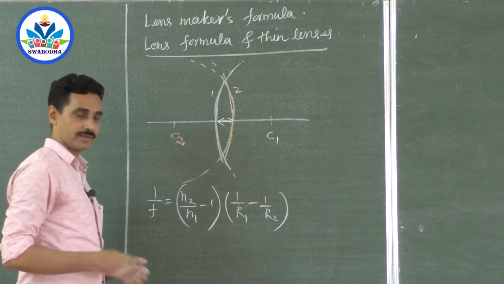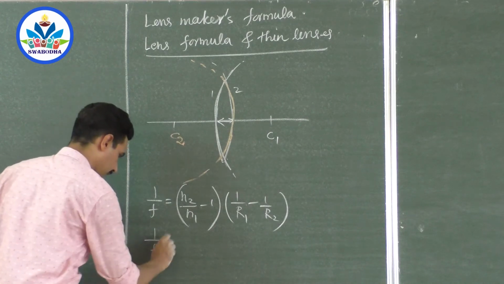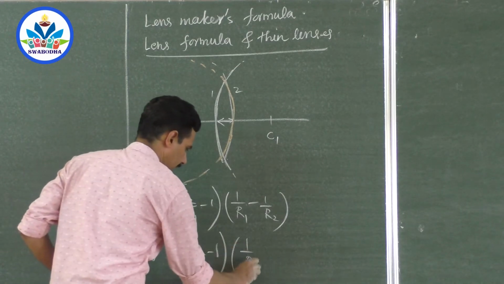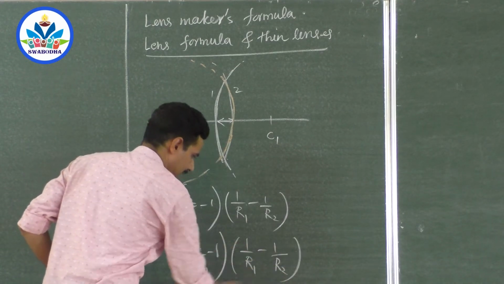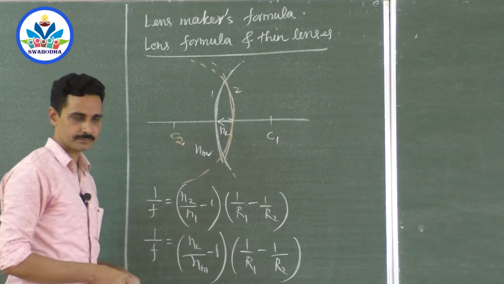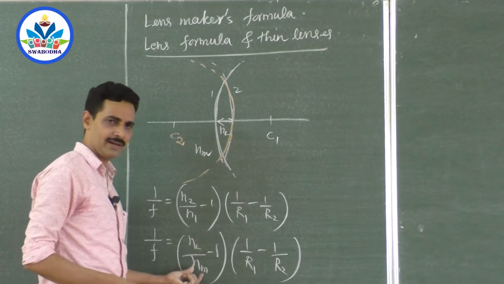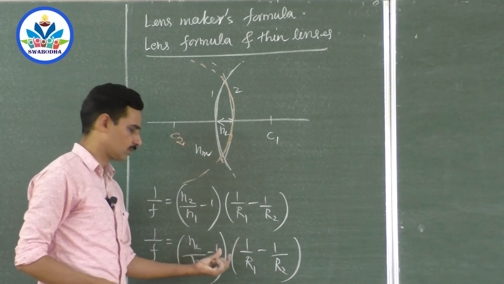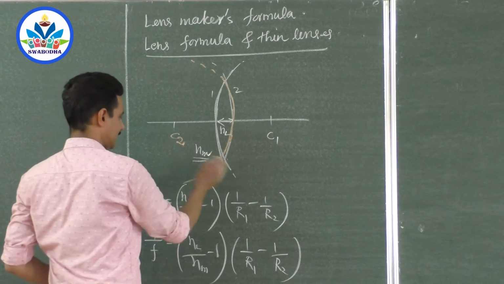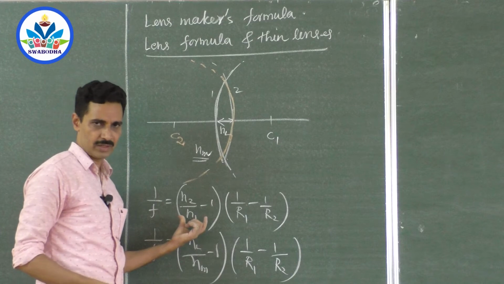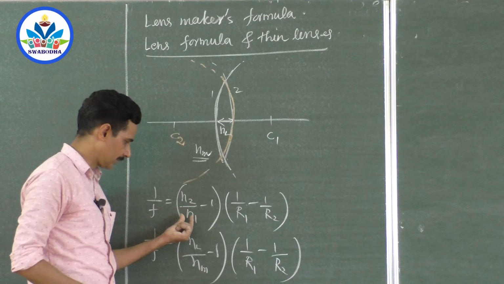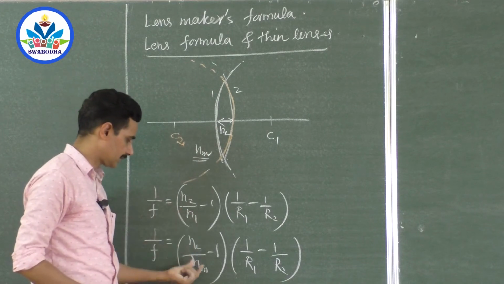And I can ask you to remember the formula like this: 1 by f is equal to (nl by nm minus 1) into (1 by r1 minus 1 by r2), where nl is the refractive index of the lens and nm is the refractive index of the surrounding medium. That is better to understand. Suppose the surrounding medium is air, you will write it as 1 by f is equal to (n minus 1) into (1 by r1 minus 1 by r2). So you can change it like this way also. But this is the standard formula that you have in the CBSE book, NCERT book. This is just for your information: this is the lens, this is the surrounding medium. n2 is the lens medium, n1 is the surrounding medium.